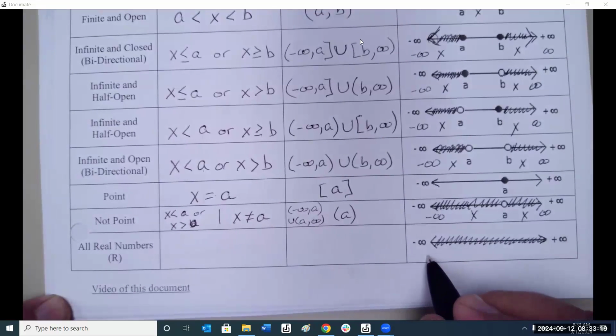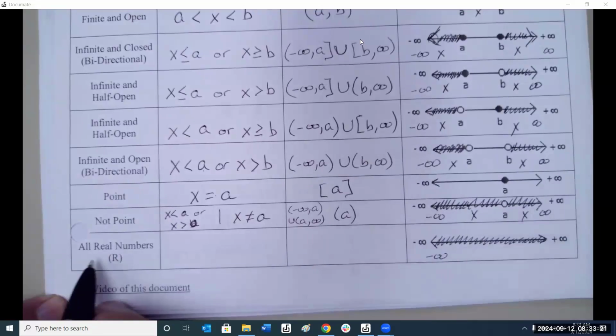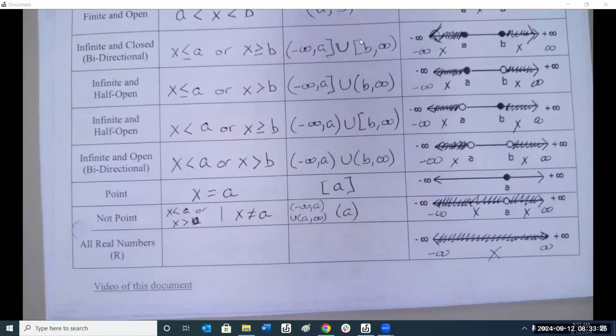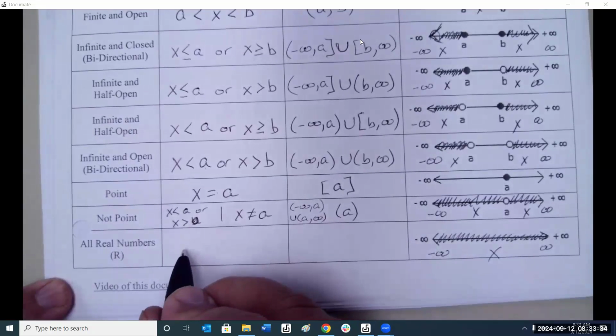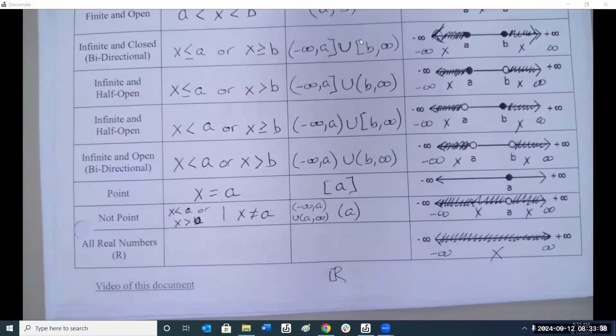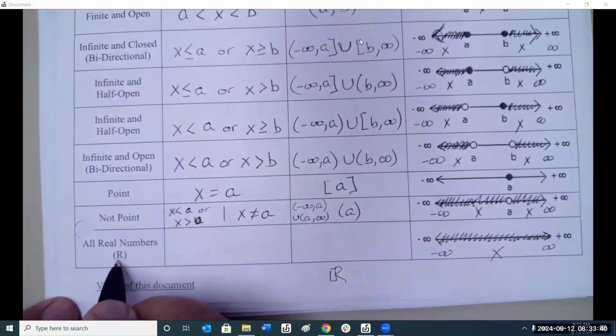And the last one is all real numbers. It goes from that. X is everything. How do we write that? One symbol we can use is the R symbol. That stands for all real numbers right there.